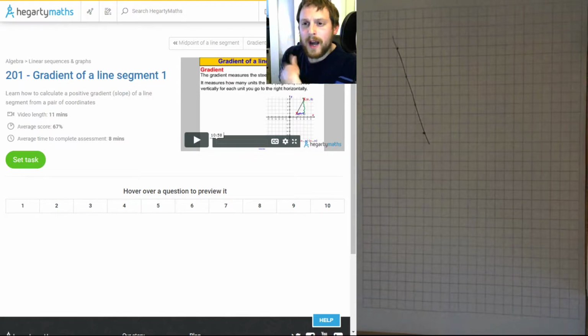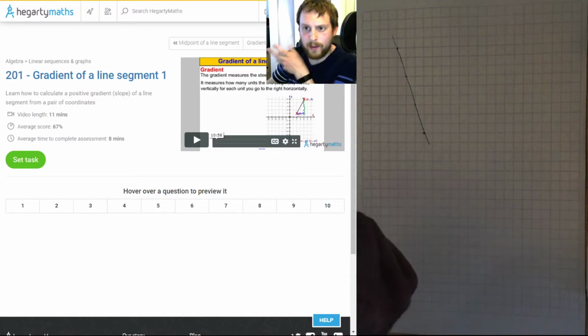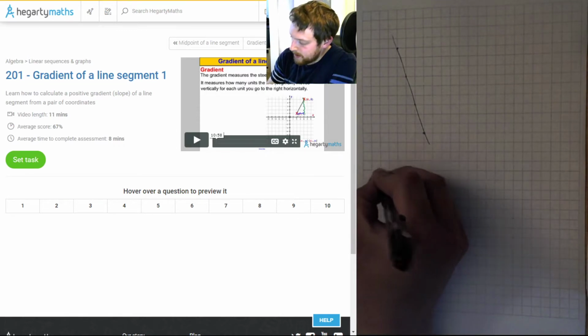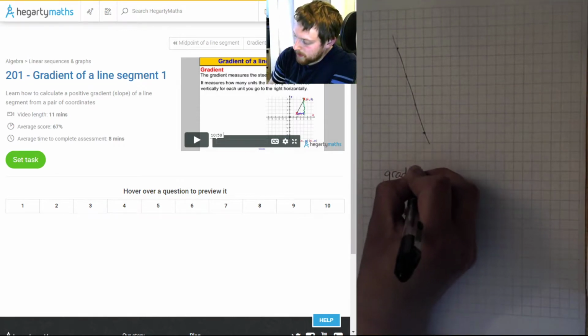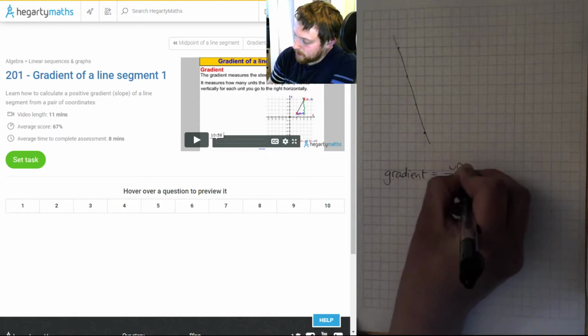I can also guarantee that I'm going to get a minus number if I use my little formula and remember the along. I try to make sure that I keep that being positive, because I can always go left to right. So anyway, let's write the little formula down. Gradient is the up over the along.